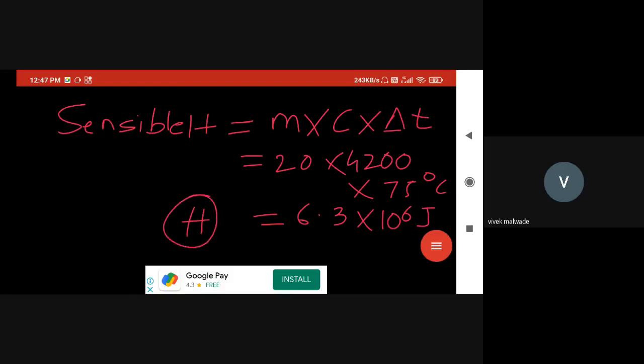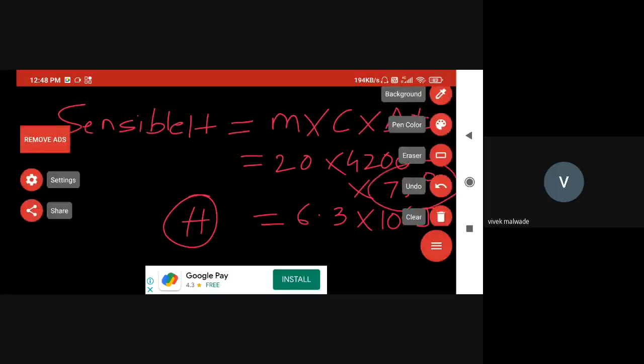Now this sensible heat is nothing but the output heat energy that we get when we apply the immersion heater of 2.5 kilowatts, that is, input power of 2.5 kilowatts for raising the temperature of water from 20 degrees Celsius to 95 degrees Celsius. This is the change in temperature. As I have discussed, this sensible heat energy is our output energy, E naught.